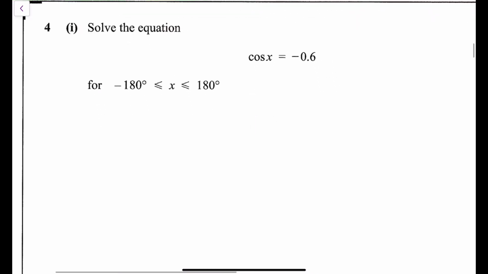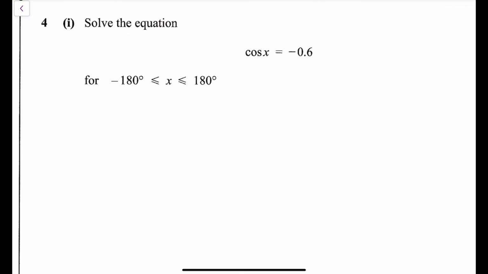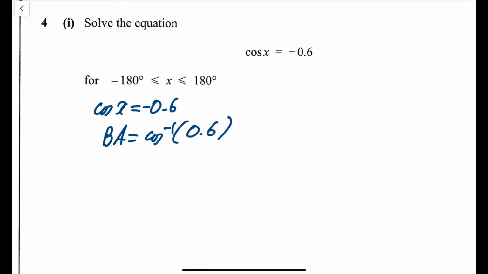Okay, next question says, solve the equation. It was cos of x is equal to minus 0.6, and cos x equals minus 0.6. So you do your basic angle, and how you do your basic angle, you do cos to minus 1, you ignore the minus, and you just do that. And if I've done that correctly in my calculator, that's going to be 53.130 degrees.